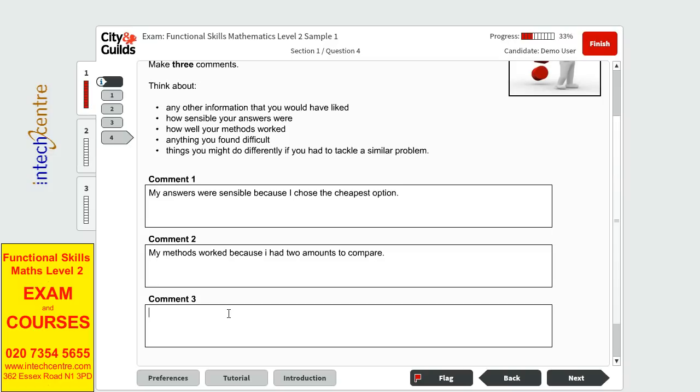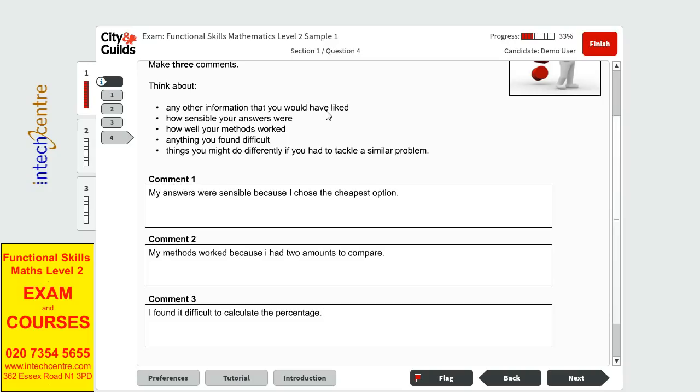The last one could be related to how difficult you found anything in the question. You could say I found it difficult to calculate the percentage. Something else you could say, any other information you would have liked related to that. You could say I would have liked to know if there were any other options.